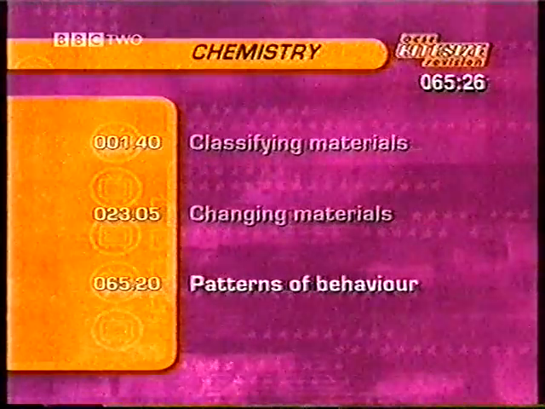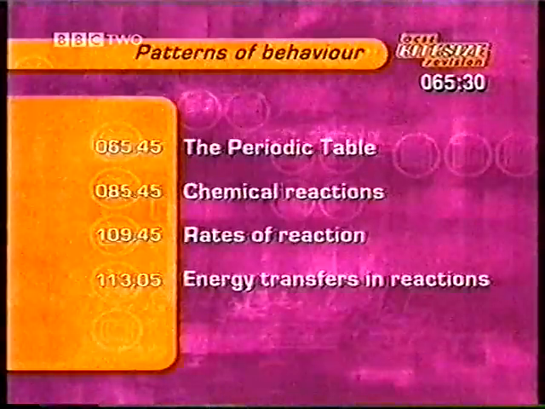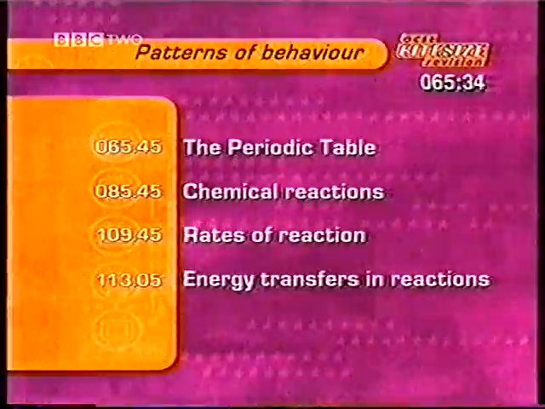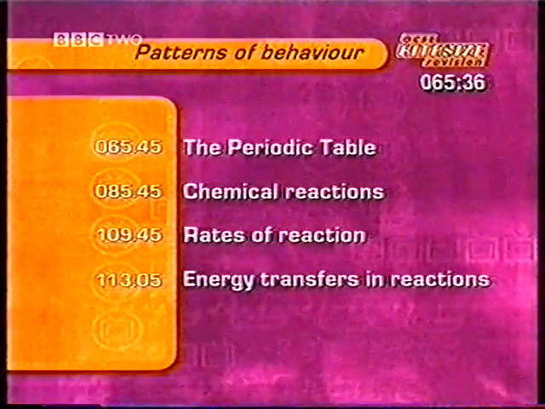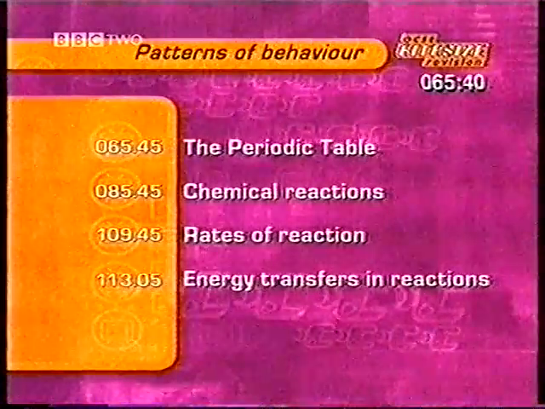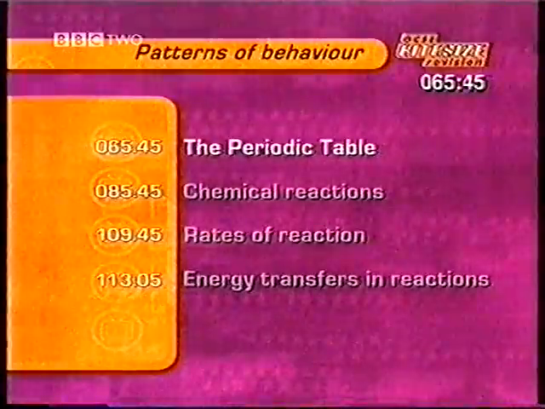This section is about patterns of chemical behaviour. It's divided into the periodic table, chemical reactions, rates of reaction, and energy transfers in reactions. First, the periodic table.